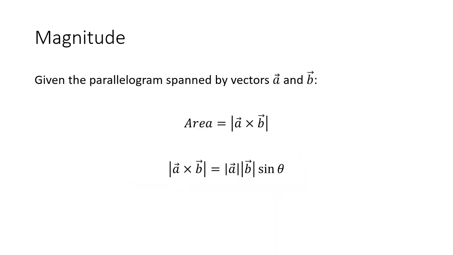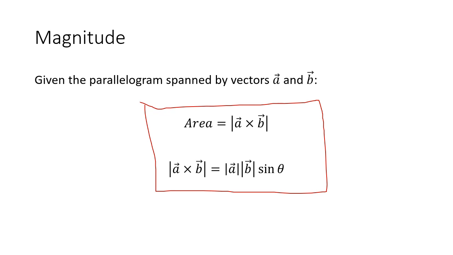These two formulas here are very important, and they're going to show up again. The area of the parallelogram is the magnitude of the cross product, and we can calculate the magnitude of the cross product as the magnitude of A times the magnitude of B times sine theta. I'm putting a box around this because it is going to show up again and again. When we get to integration, it turns out that this formula is a very important one that we're going to see again and again. So make a note of it now.